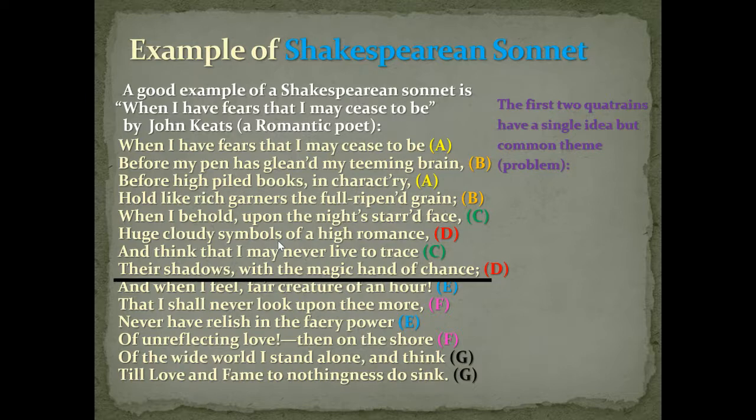Now, in this case, we see the first two quatrains. They have a single idea, a common theme: fear of losing the ability to write and fear of losing the ability to capture nature. I fear that I may cease to be before my pen has gleaned, before I could write, that my mind is going, or that I die before I could write everything I want to down. And then here we see a little bit of that change, that I never shall look upon thee more, never have relish in the very power of unreflecting love.